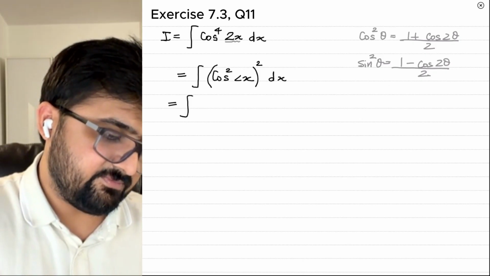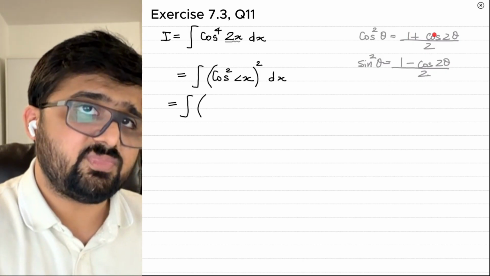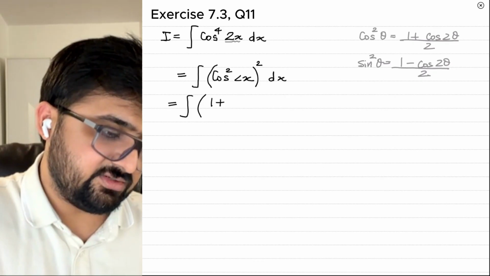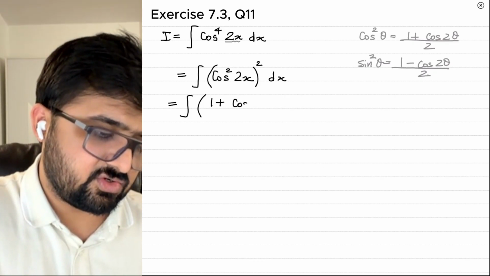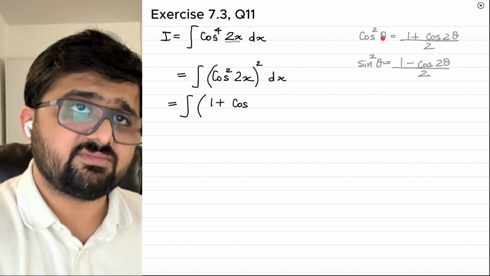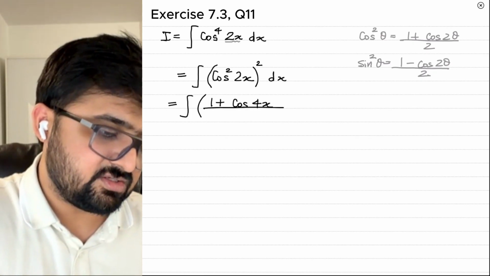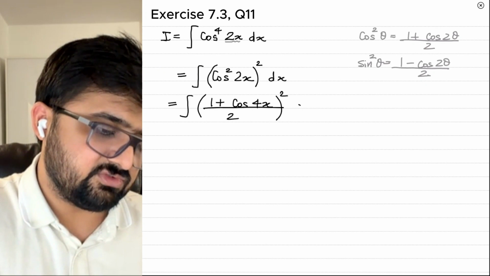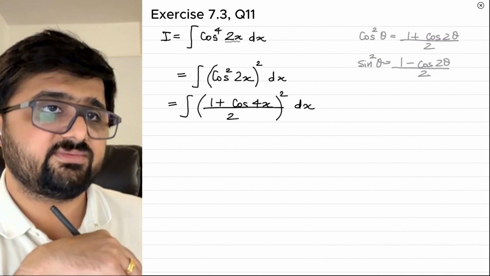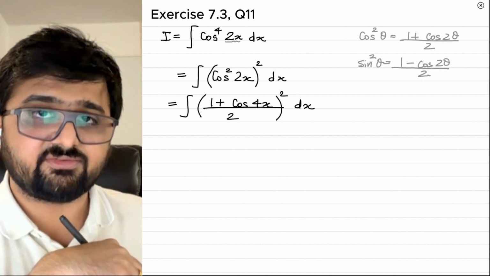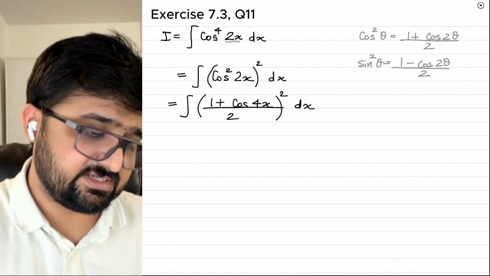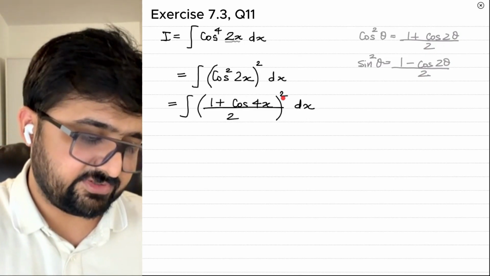So that will become 1 plus cos, and that angle becomes double. So if it's 2x here, it will become 4x, divided by 2, the whole squared. All right, I hope that makes sense. Very similar to the example that we did in the previous one.